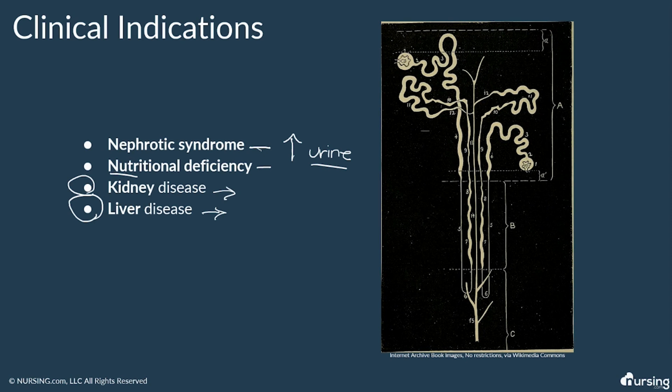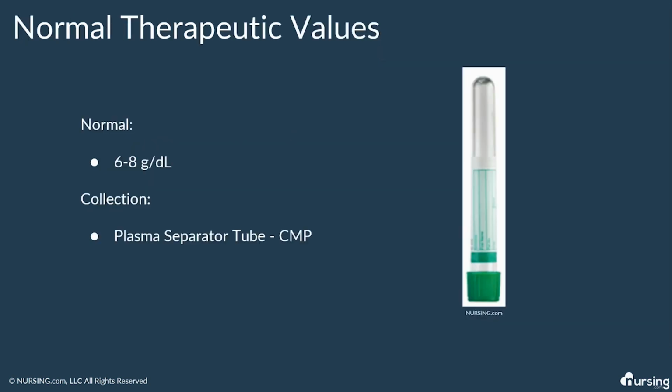All sorts of indications. Now, normal therapeutic values are between 6 and 8 grams per deciliter. We'll use a plasma separator tube and you'll see this lab value reported on a CMP.